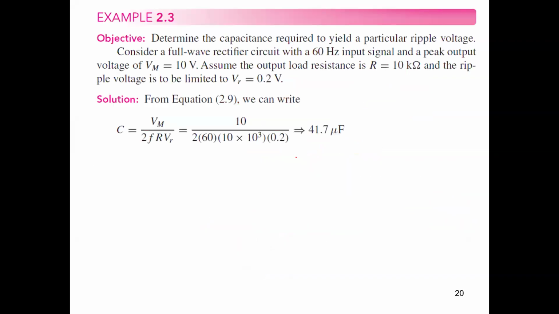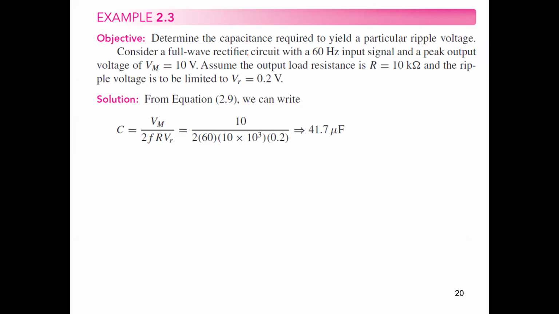Okay. Let's solve this example together. So here, we need to determine the capacitance required to yield a particular ripple voltage. So this is called, guys, design requirements. We need to have a rectifier with a certain desired value of ripple. So let's see the example here.